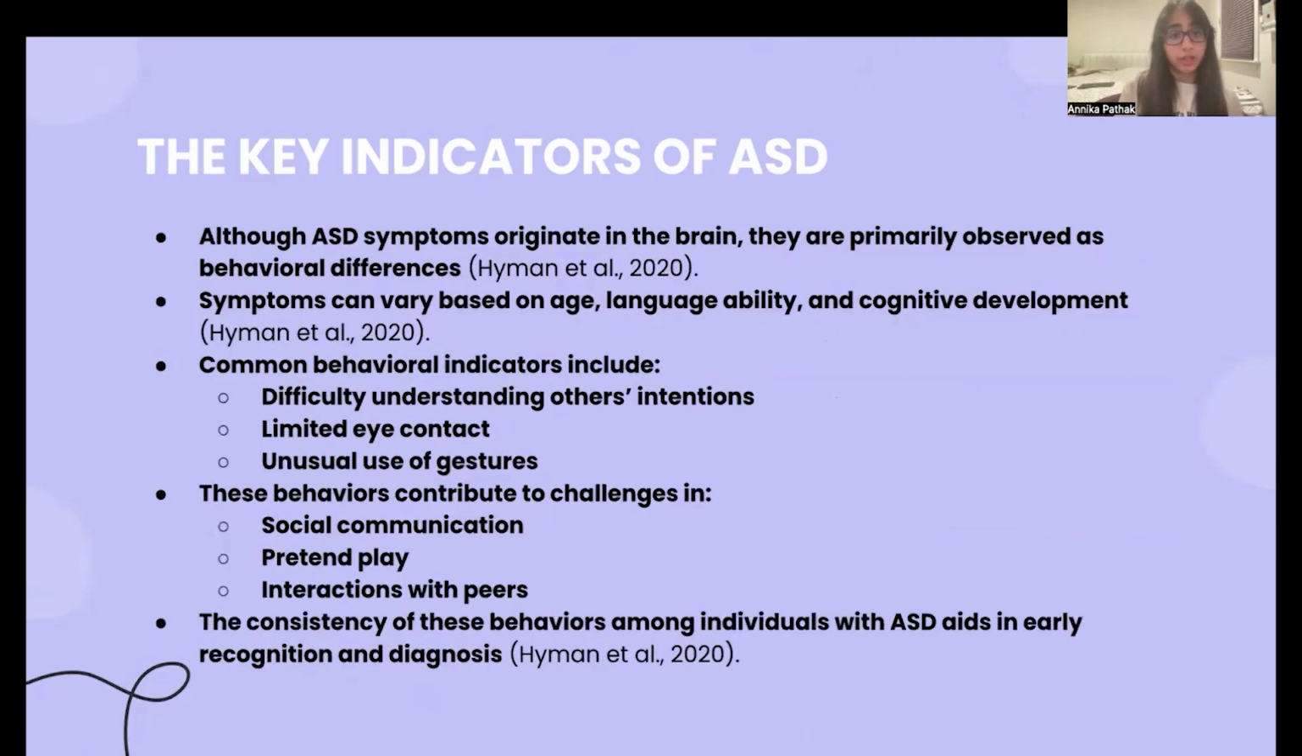Although ASD symptoms originate in the brain, they are primarily observed as behavioral differences. Symptoms can vary based on age, language ability, and cognitive development. Common behavioral indicators include difficulty understanding others' intentions, limited eye contact, and unusual use of gestures, and these behaviors contribute to challenges in social communication, pretend play, and interactions with peers. The consistency of these behaviors among individuals with ASD aids in early recognition and diagnosis.